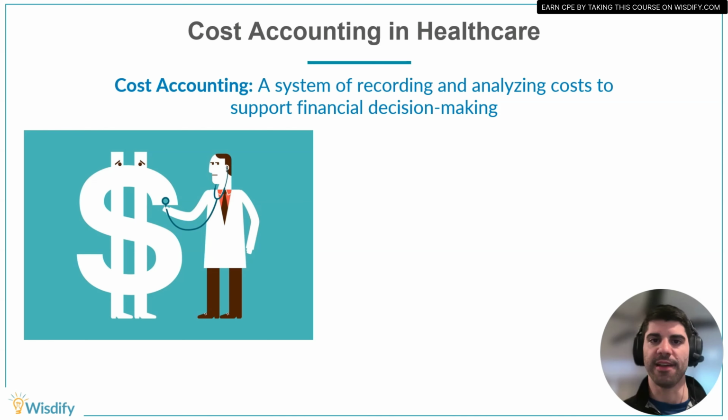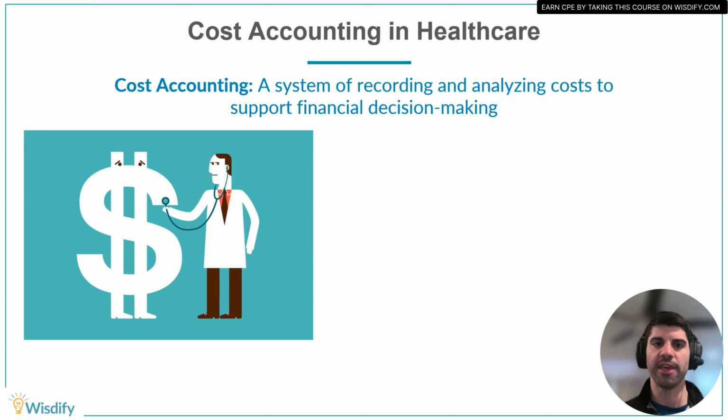Starting at the highest level, cost accounting is just a system that accountants and finance professionals use to record and analyze costs that ultimately support the financial decisions of a company. And the goal or the focus here is really around managing and reducing costs in an effort to improve the efficiency and ultimately the profitability of an organization.